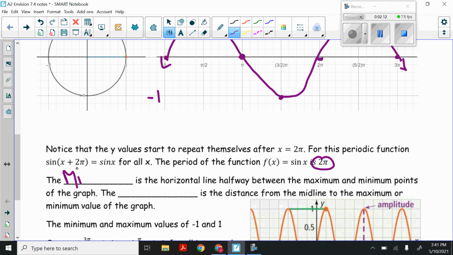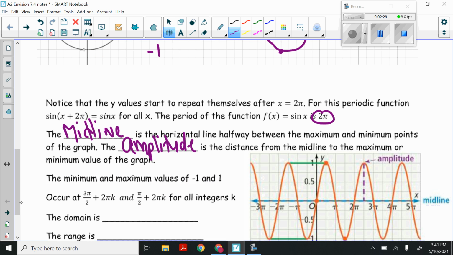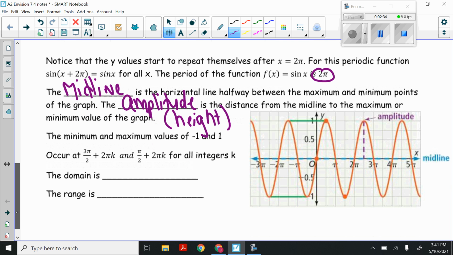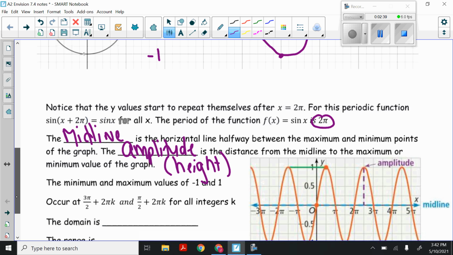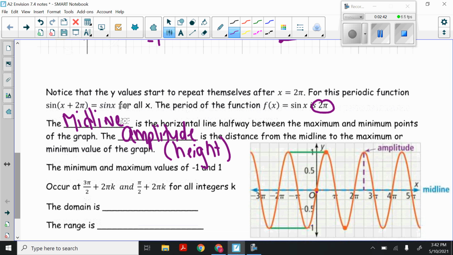The midline is the horizontal line halfway between the maximum and minimum points of the graph. The amplitude is the distance from the midline to the maximum or minimum value of the graph. This is also known as our height. The minimum and maximum values are -1 and 1. Right? So again, if we notice here we were at 0, 1, 0, -1, 0. So my amplitude is the height from the midline up. So the amplitude was 1.